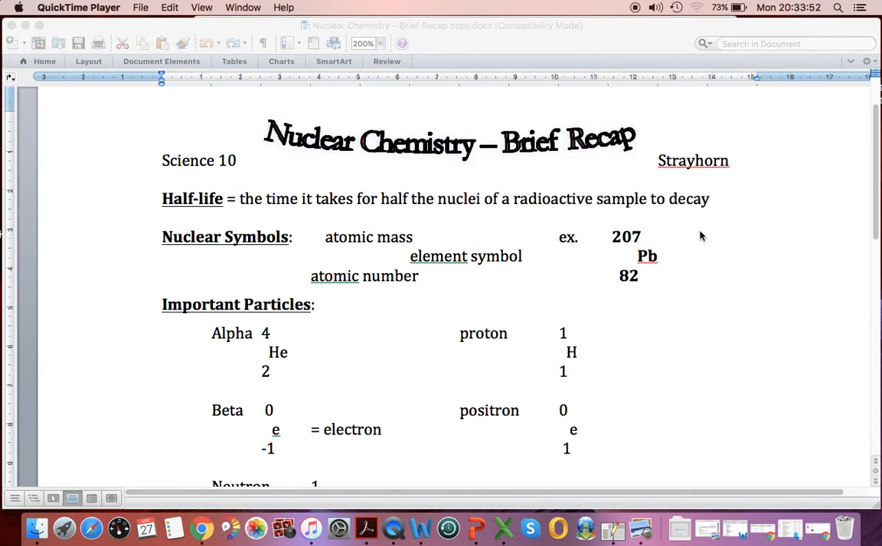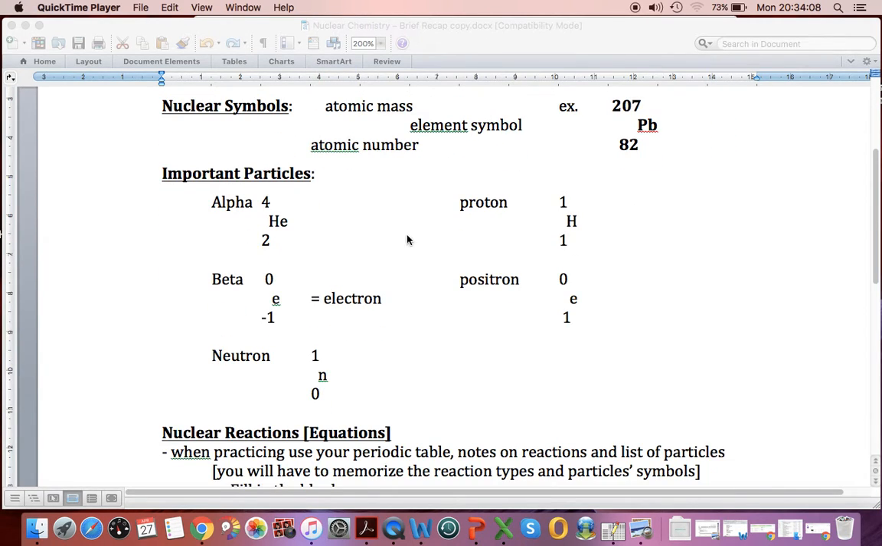Here is another recap of what we've been up to the last day or so on nuclear chemistry. Definition of half-life, nuclear symbols, the mass, atomic number or nuclear charge there, the element symbol, and here's an example. Here are the 5 important particles you should have memorized.